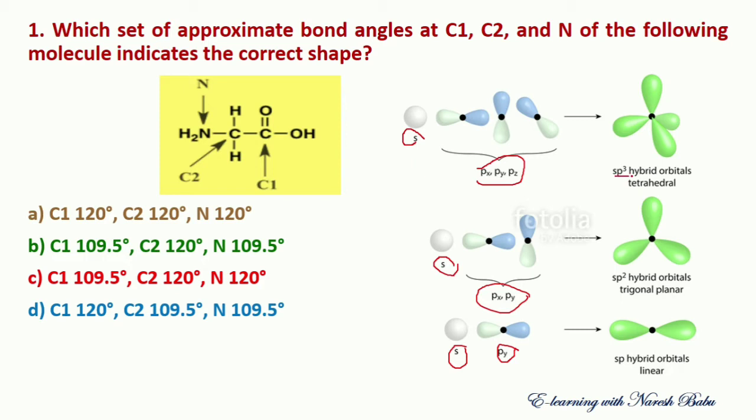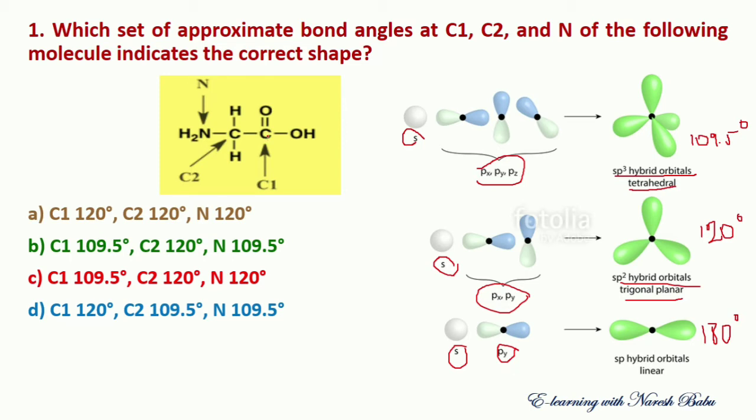If an atom is sp3 hybridized, it has a tetrahedral shape. Tetrahedral means the bond angle between the atoms is 109.5 degrees. For sp2 hybridization, the structure is trigonal planar, so the angle is 120 degrees. And if it is sp hybridized, the angle is 180. So these are the bond angles present in sp3, sp2 and sp hybridized atoms.